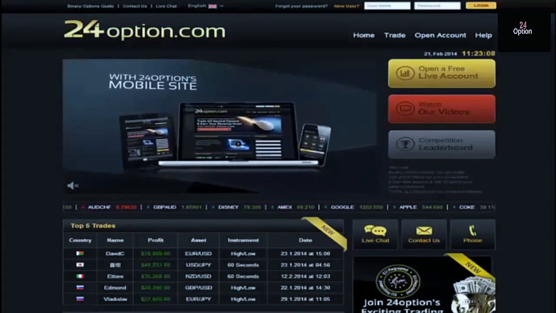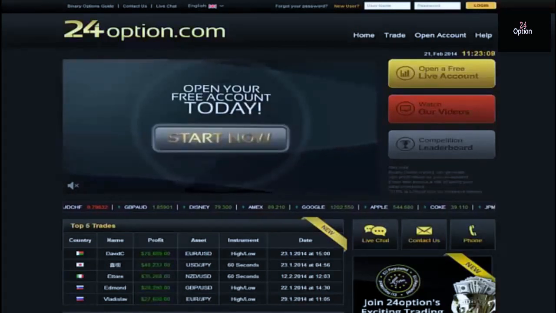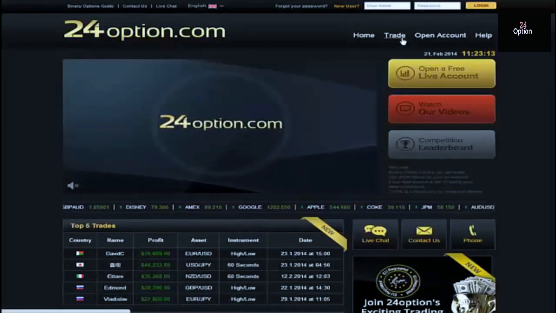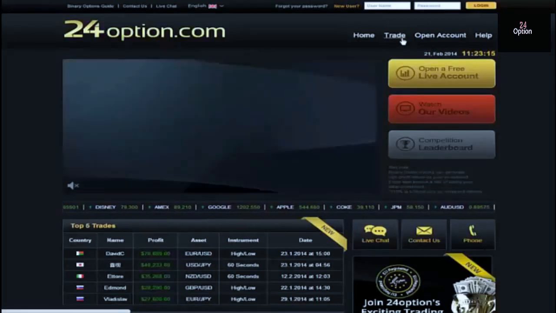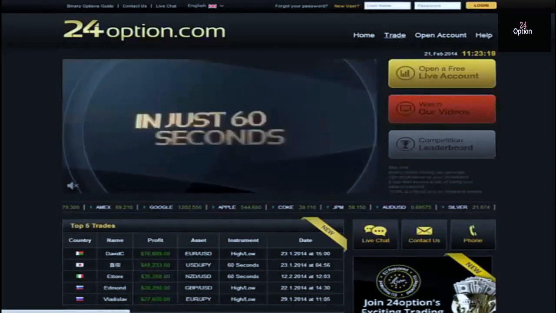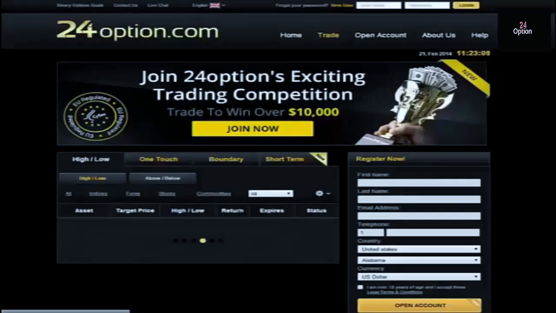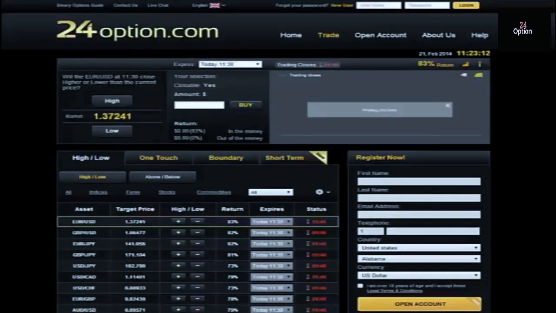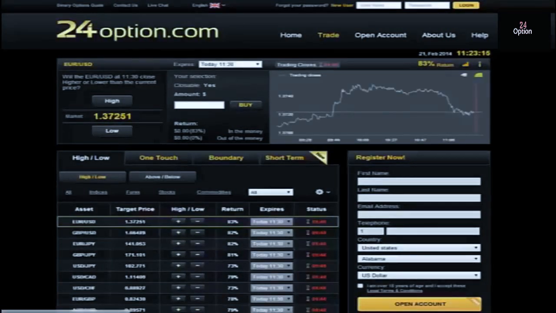24Option is likely the most sophisticated of the binary options platforms that I've seen because of the plethora of types of binary option systems that they are offering to trade for different tenors. The first type of binary option is their high-low or above and below option.